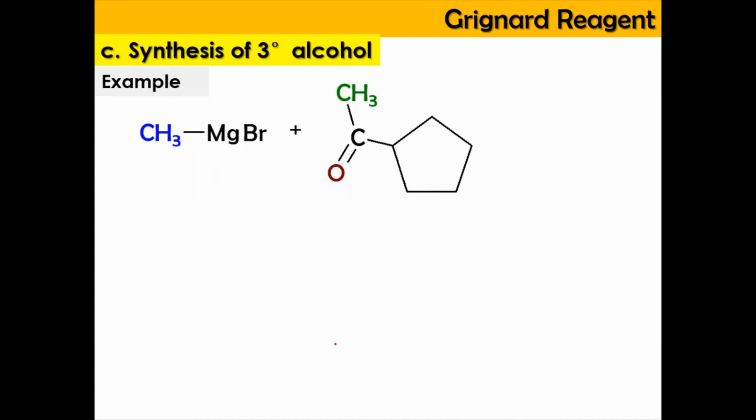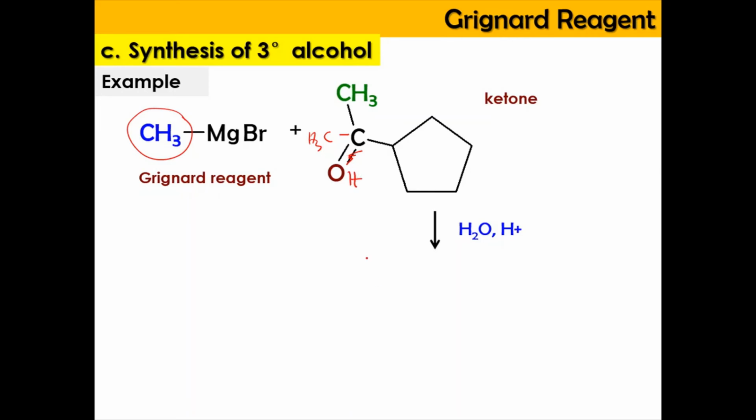Okay, now we're going to look into another example of a Grignard reagent reacting with a ketone which is a cyclic compound. Similar step. So you have hydrolysis at acidic condition. The CH3 here is going to be attached at this side, and the double bond here is going to become a single bond with H. Okay, so this is going to be your product.